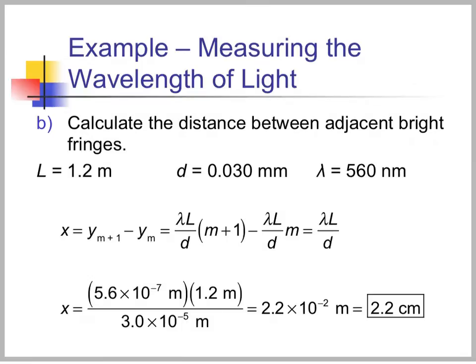The distance between fringes would be y of m plus 1 minus y of m, which is going to be lambda L over d times m plus 1 minus lambda L over d times m. The m's go away. So the distance between fringes is just lambda L over d. And again, we plug in our values, and we get 2.2 centimeters.